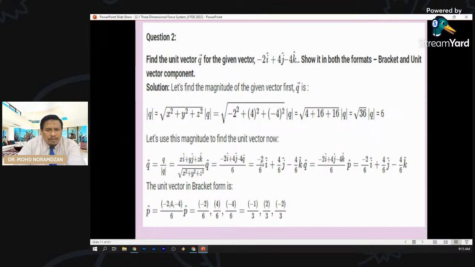Negative 2 divided by 6. In this equation, you must not forget about the sign, negative or positive. You can see negative 2 divided by 6, 4 divided by 6, minus 4 divided by 6. So you can get it. This is the unit vector.